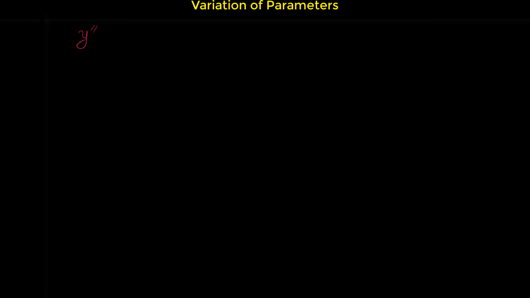In this video, I will show you some examples of solving non-homogeneous second-order differential equations with the method of variation of parameters. This differential equation is y'' + y = tan(x). We want to find the particular solution and the complementary solution of this differential equation.